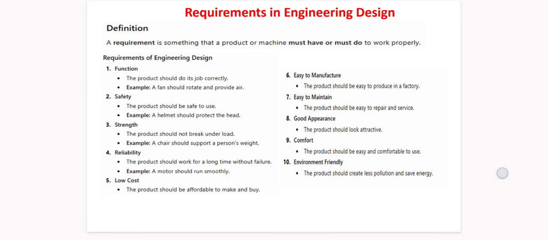So, let us conclude today's class. The important points are requirements define what the engineering product must achieve. The requirement may include function, performance, dimensions, material, safety, reliability, environment, and cost. The clear requirements are essential for successful engineering design.